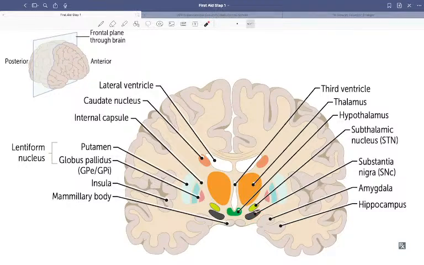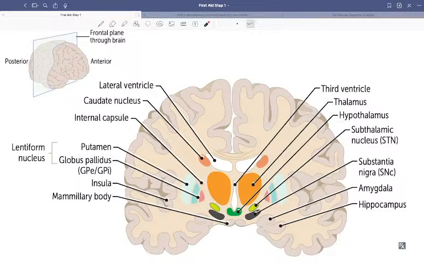Substantia nigra. Subthalamic nucleus is here, and hypothalamus is here. The subthalamic nucleus is just below the thalamus. See, here is the thalamus, hypothalamus, subthalamus. Next, we have the third ventricle and the thalamus. Next is the lateral ventricle, the caudate nucleus, and the internal capsule. So this is the internal capsule.